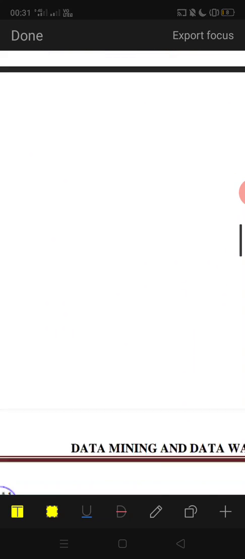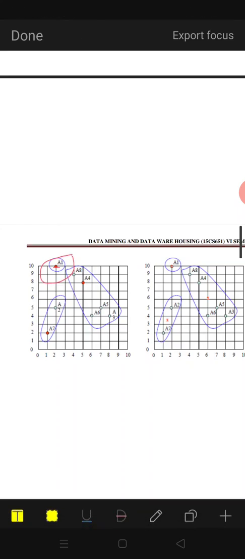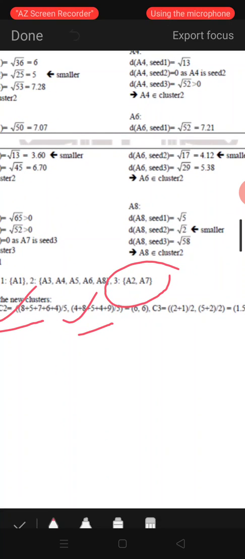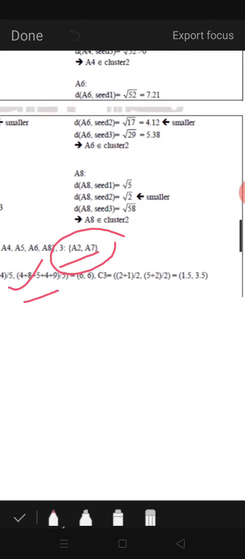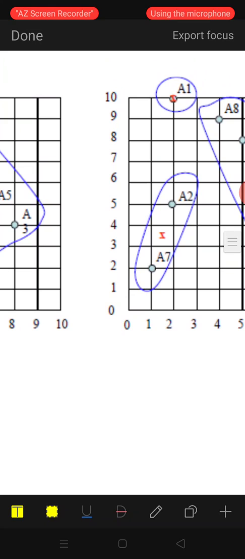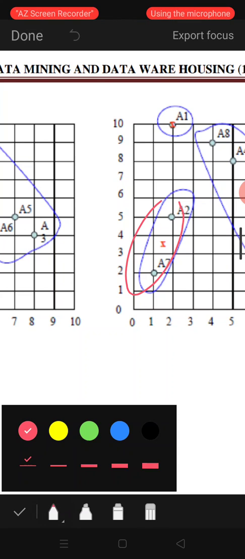Center 1 is the same as it is. For center 2, he has written 6, 6, so go to x-axis 6 and y-axis 6. This is the new center of cluster 2. For cluster 3, I did the calculations first with A2, A7 and got 1.5, 3.5. So I go directly to 1.5, 3.5 and mark it. This is the new centroid. That's our problem, very easy.